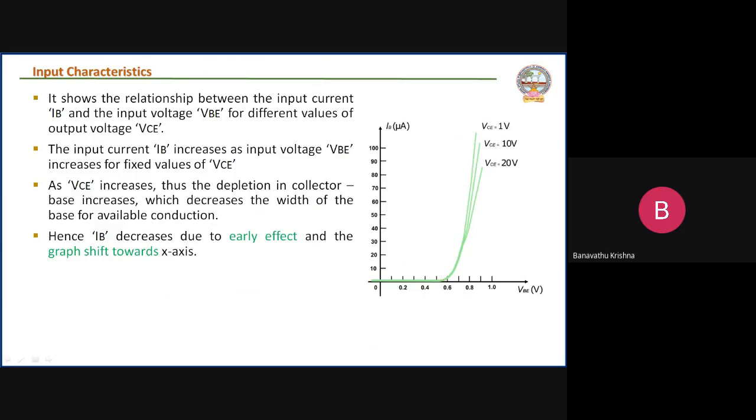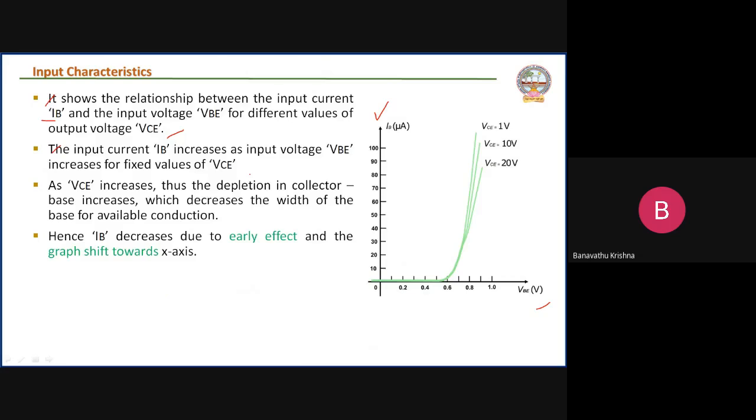Let us observe this point here. The base current is shifted some points along the x-axis. How does it happen? It shows the relationship between the input current IB in microamperes and the input voltage VBE, that is the base to emitter junction, for different values of VCE, the collector to emitter voltage. The input current IB increases as the input voltage VBE increases for a fixed value of VCE.